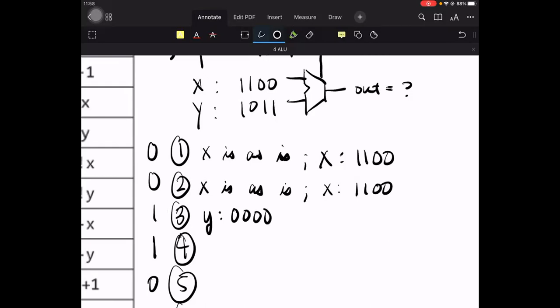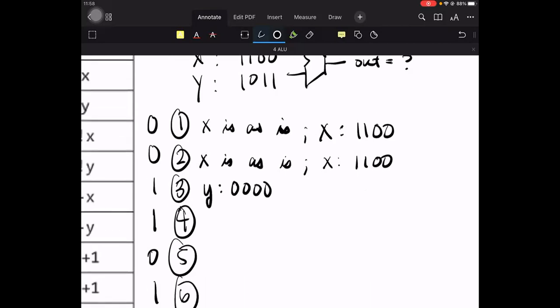That's the new y. Next, the fourth opcode, ny, is 1. It is 1, so y is inverted. The invert of 0, 0, 0, 0 is 1, 1, 1, 1. That's the new y.